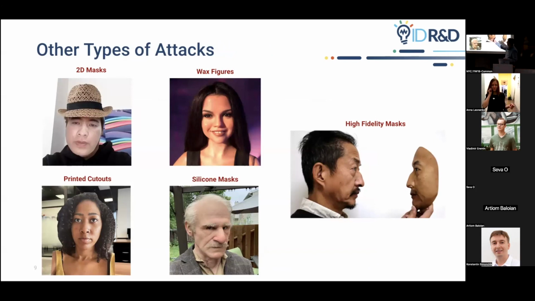This is a 2D mask. This is wax figures. This is a realistic silicone mask. You can buy it on Amazon for $300. Printed cutouts is when a fraudster prints and cuts out the part of the body it doesn't have, and it looks realistic, actually. And a new trend, starting maybe a couple of years ago, is called high fidelity masks.